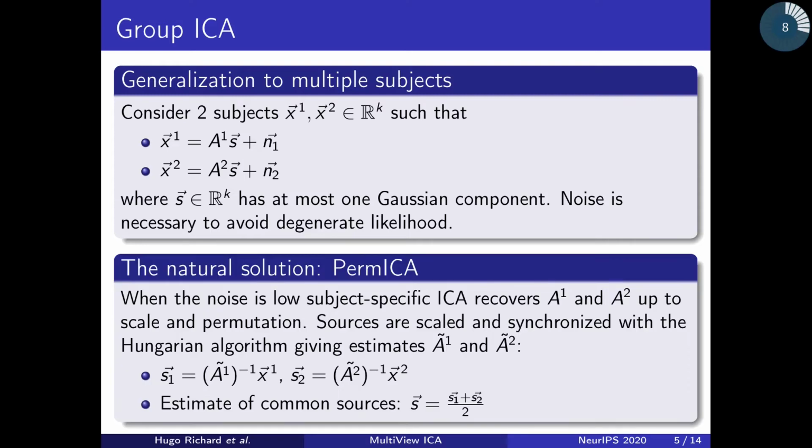A natural solution to this is just to use ICA for each subject independently. The recovered sources will differ in permutation and scaling. A simple solution is just to scale the sources so that they have variance 1 and use the Hungarian algorithm to align the sources across subjects. Then the estimate of the common source can be seen as the mean of subject-specific sources.